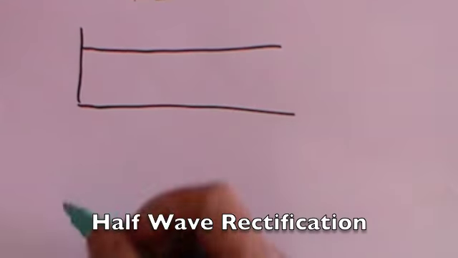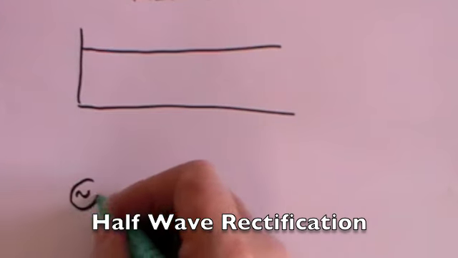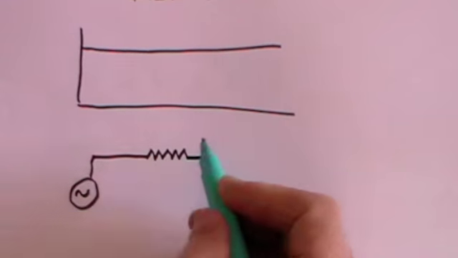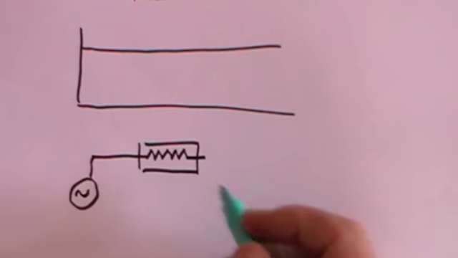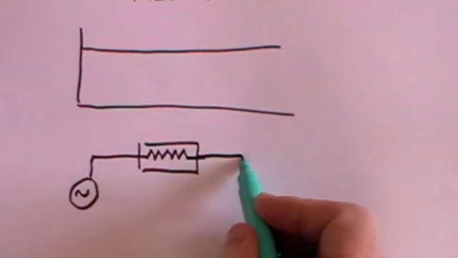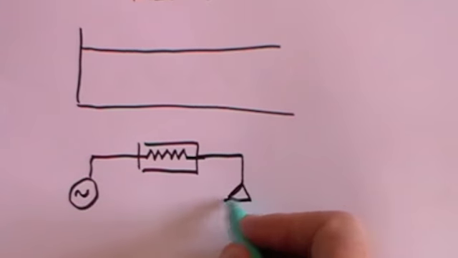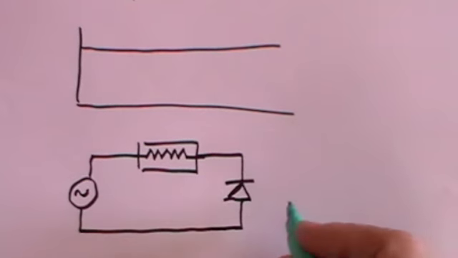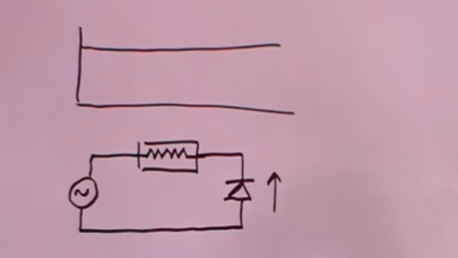Well, one option is what's called half-wave rectification. We take our alternating current. Here is our resistance, our appliance, whatever it is we want to put it through. But we also put in the circuit a diode. And of course, a diode permits current to flow in that direction only.